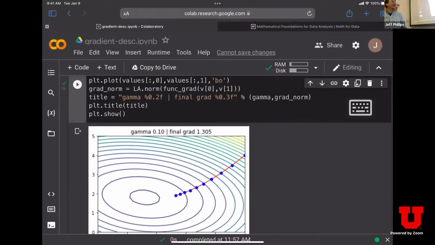And so this is 0.1. It's not quite getting there. It's too small, right?